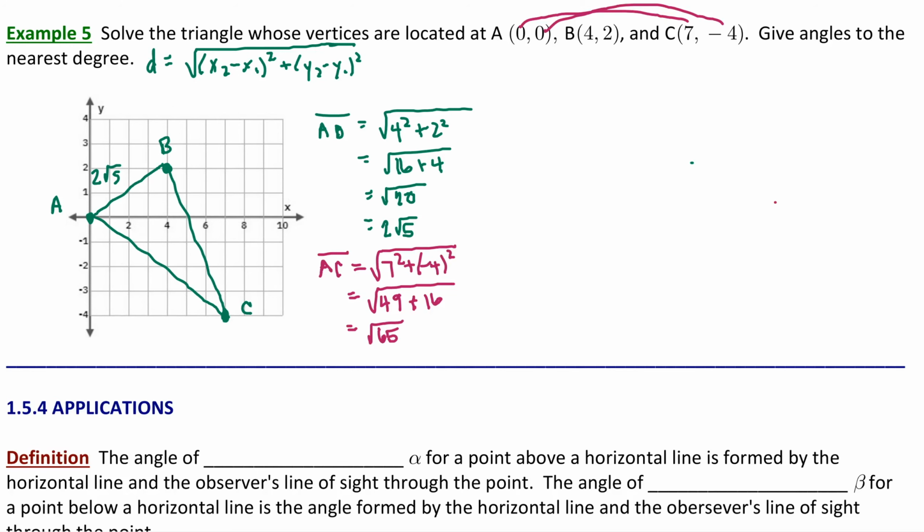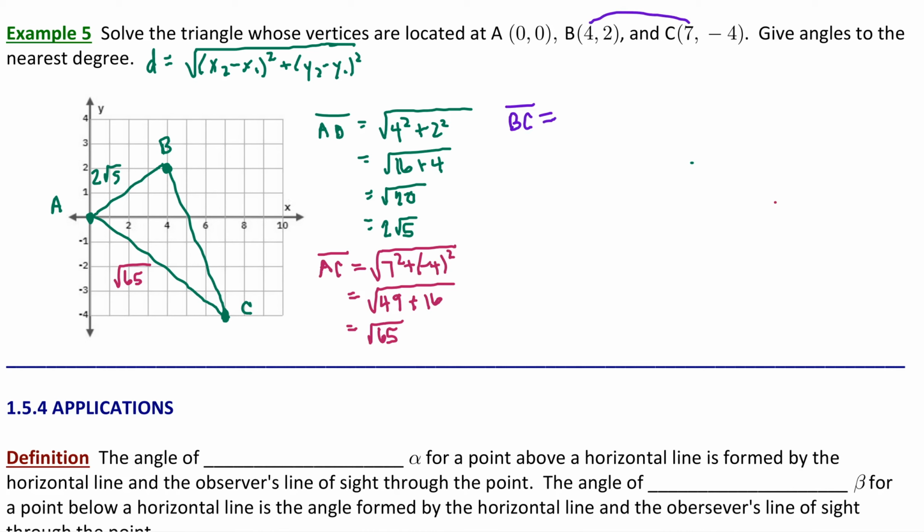65 is 5 times 13, so that does not reduce under that radical. So segment AC has length square root of 65. Now the problem did not specifically state that this is a right triangle, so I'm not going to use the Pythagorean theorem to find side BC. Pythagorean theorem only works on right triangles. So that I don't make a faulty assumption here, I'm just going to use the distance formula one more time to find the length of segment BC.